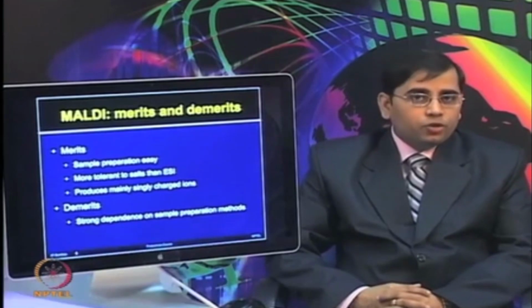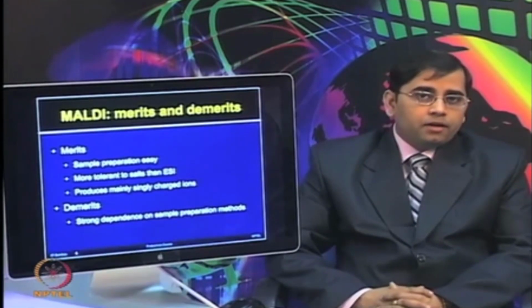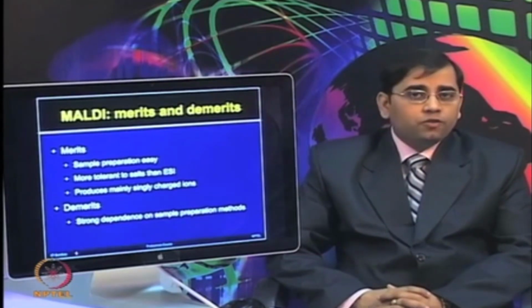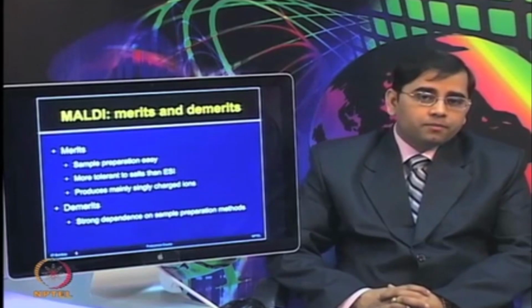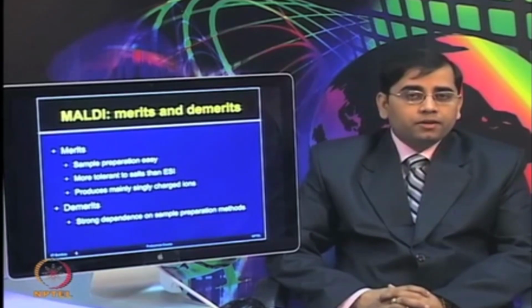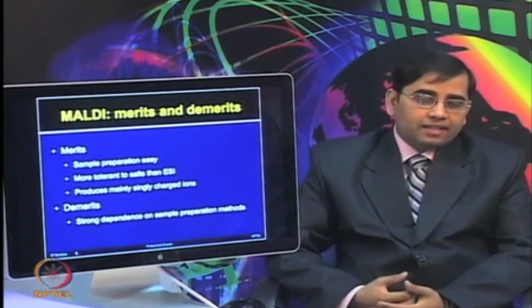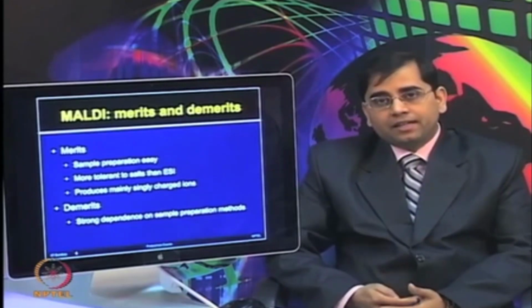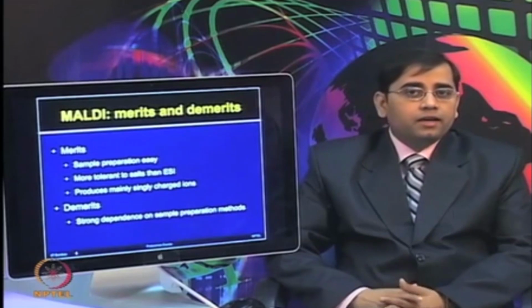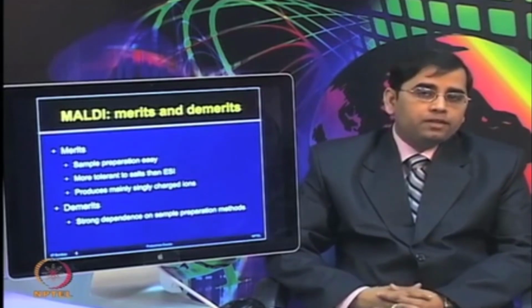Now, these are various merits of using MALDI. Obviously, it has to be connected with the TOF. Now, there are various demerits of using the system. There is a strong dependence on how to prepare a good sample for this analysis. So, sample preparation methods heavily influence the spectrum generated from these experiments.